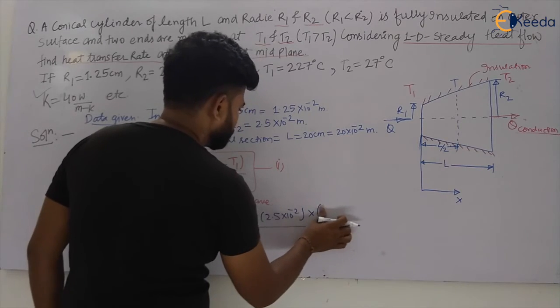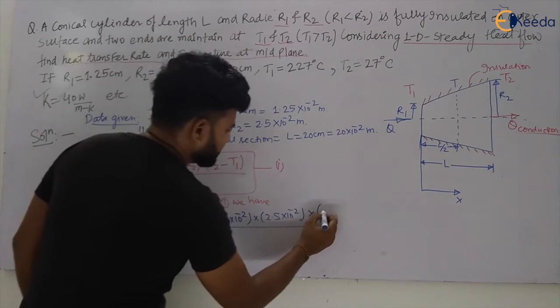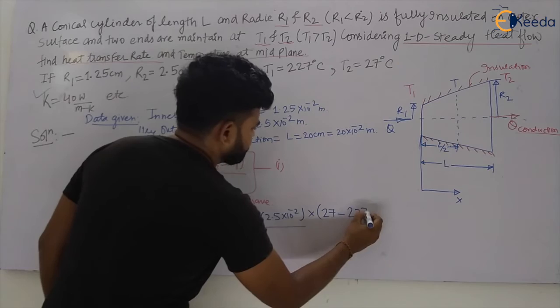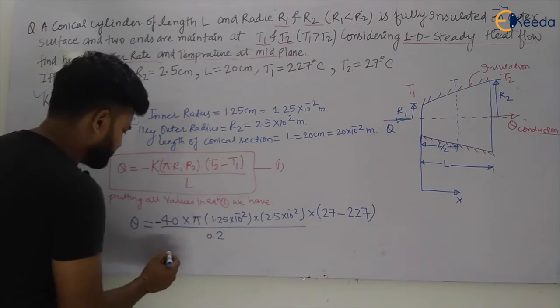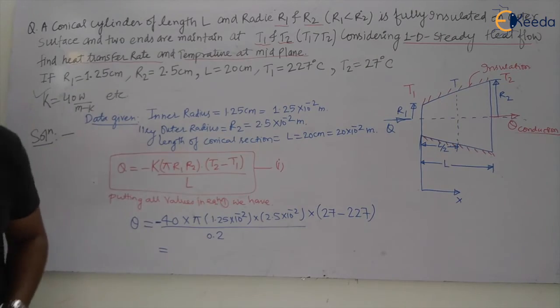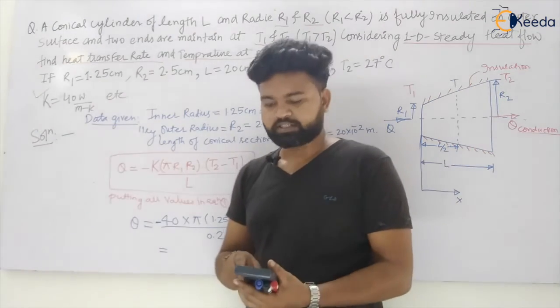What is T1 minus T2? Sorry, T2 minus T1. What is T2, my dear students? T2 is 27 degrees Celsius minus T1, which is 227. So let us calculate the heat transfer. So my dear students, the heat transfer will be given by how much? Let us see.